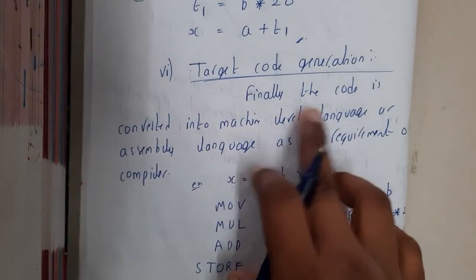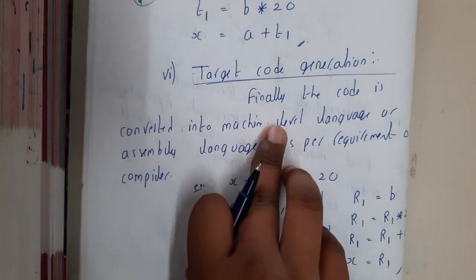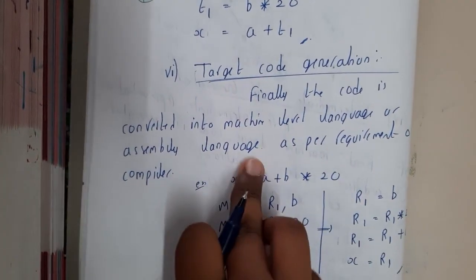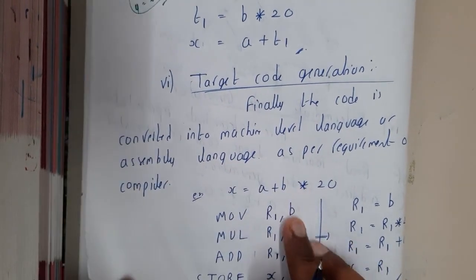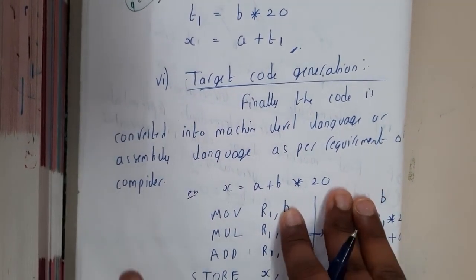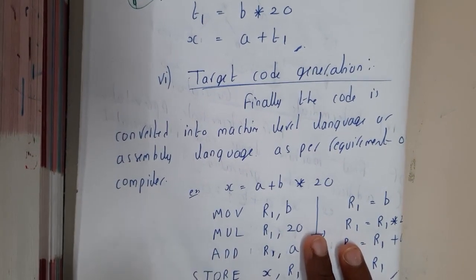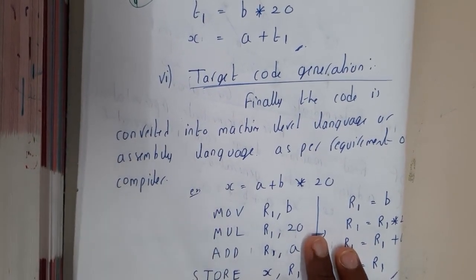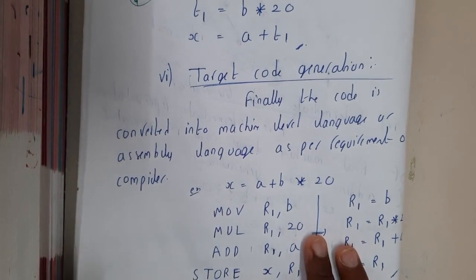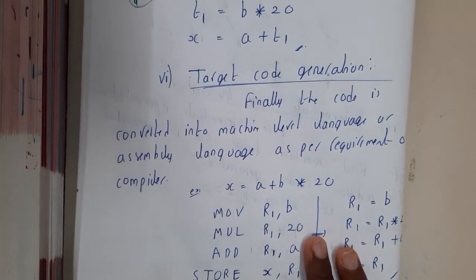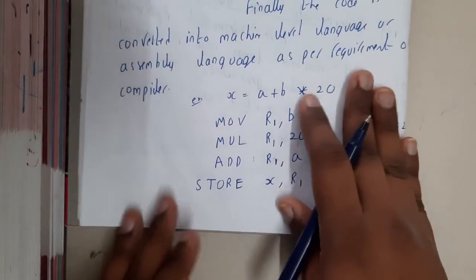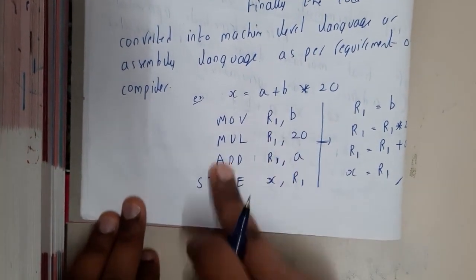Similarly, the final stage is the target code generation, guys. Here the final code is converted into the machine level language or the assembly level language as per the requirement of the compiler. We cannot write any example for machine code because it is just random ones and zeros. The computer can understand it, but for us it is just a random string of 1s and 0s. So here I have written a small example for the assembly code, guys.